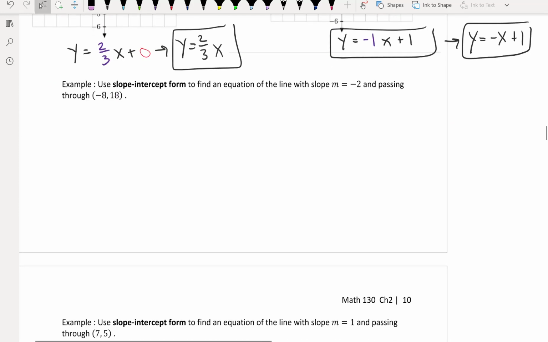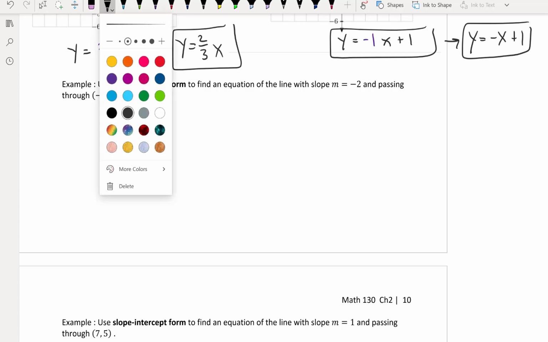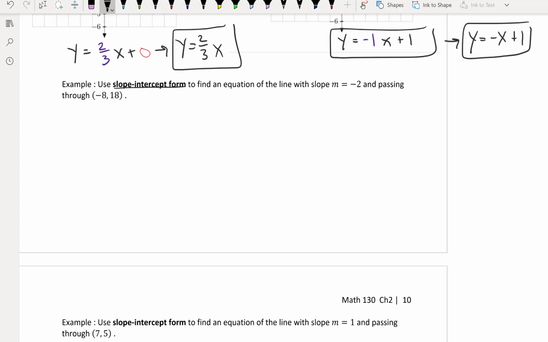Okay, so next example. It says use the slope-intercept form to find an equation of a line whose slope is negative 2 and passing through this point. Whenever it says that you're using the slope-intercept form, then you're using y is equal to mx plus b. So this is cool, it's telling me what m is equal to. So I have y is equal to negative 2x plus b.